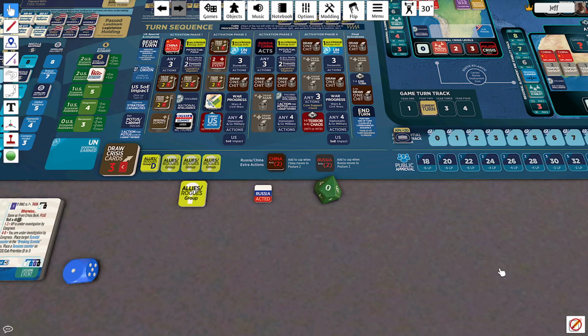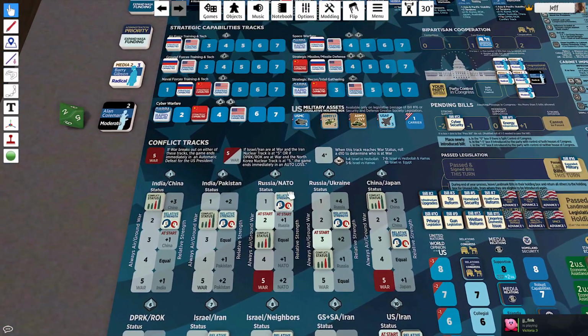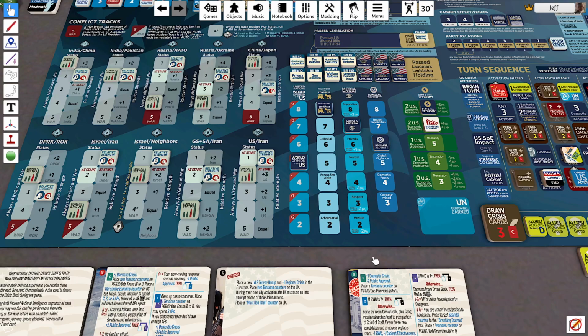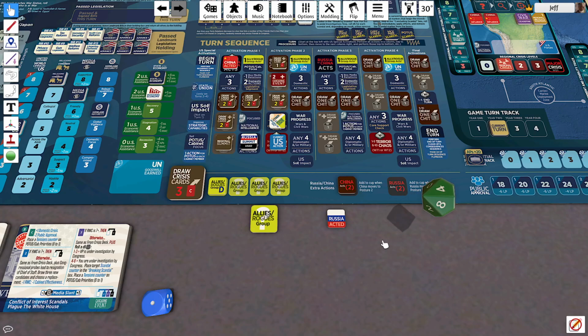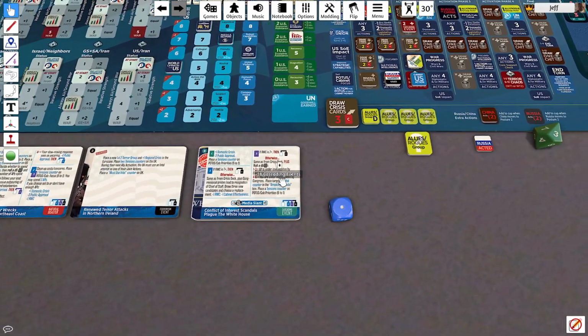Page 20. Increase the conflict status for a random war. That's Russia, NATO. Man, how do I roll that every time? Roll another d10. Draw a new cascading event card. Apply the results as if I drew it from the deck. Well, the good news is that's it.